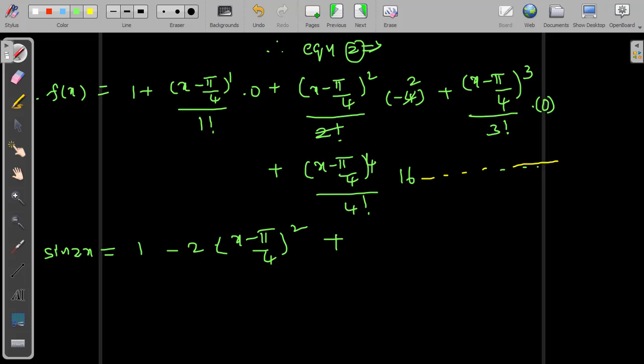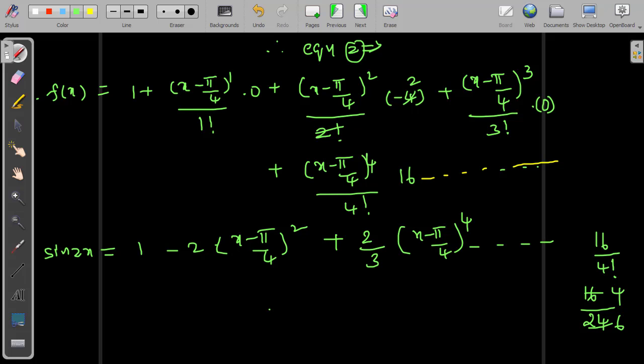The fourth term is non-zero. Fourth term is non-zero, and 4 factorial is 24, so I'll be writing 16 divided by 4 factorial. I'm calculating 16 by 24. 4 threes are 12, 12 twos are 24. So 4 fours, 4 sixes, so again 2 twos, 2 threes, which means 2 by 3 times x minus pi by 4 whole to the power of 4, minus so on, minus 1, which is the required Taylor series in powers of x minus pi by 4 for the given function f of x equal to sine 2x.